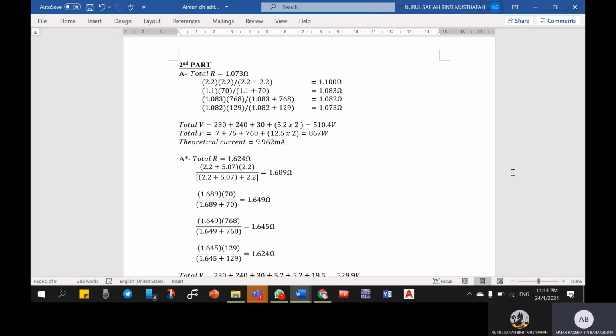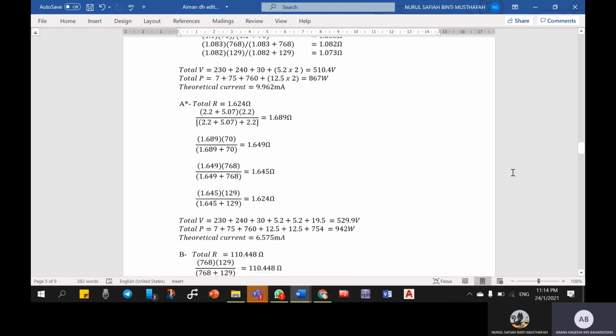As for the total voltage, since they are in parallel, the total voltage is the same across the circuit. So the total voltage is 510.4 volt. The total power is 867 watt. The total current is 9.962 milliampere.